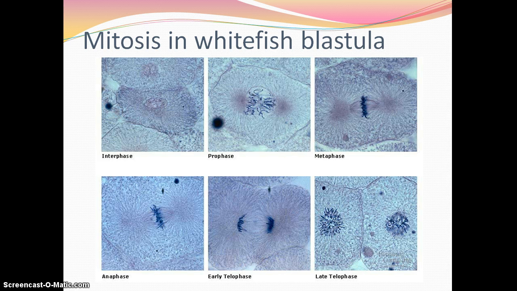This is a picture showing actual mitosis occurring. So you see the different phases depicted here. You see interphase there on the top left, and then prophase, metaphase. You can see anaphase there at the bottom, and then we see telophase, where we have the nucleus being reformed again, and then late telophase, where we actually see a very clear nucleus forming.